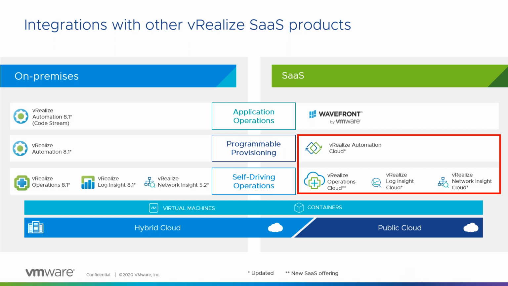So this is the way that we're going to tie these products together. We'll automatically be aware that you're using them, or if you decide later to turn those services on, say you're not using Log Insight Cloud today or vRealize Automation Cloud today, and you decide to turn them on later, we'll still integrate at that time.